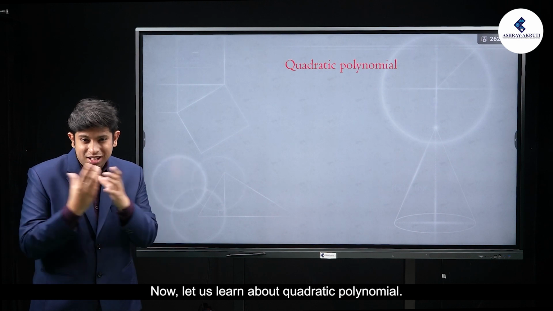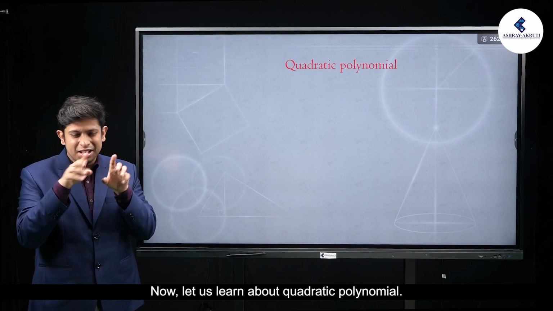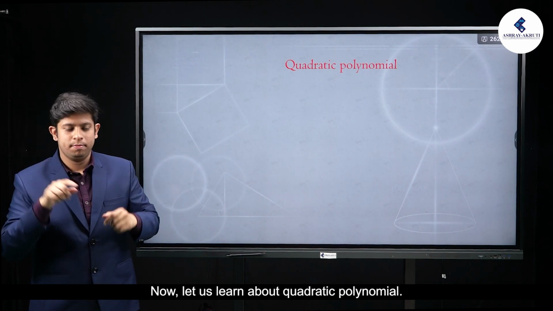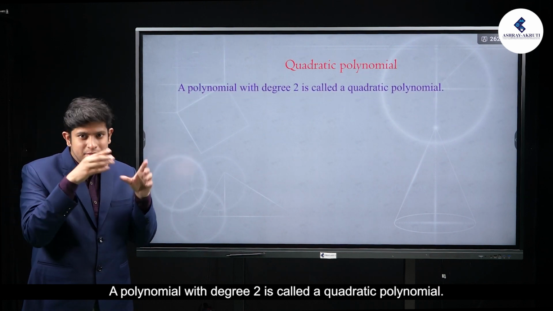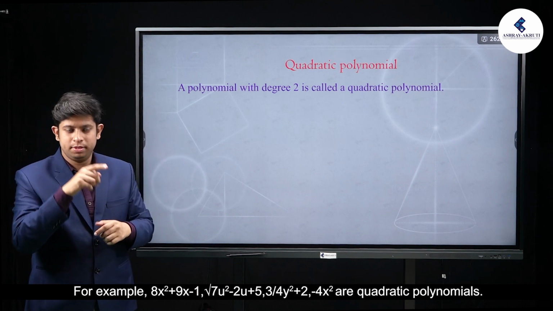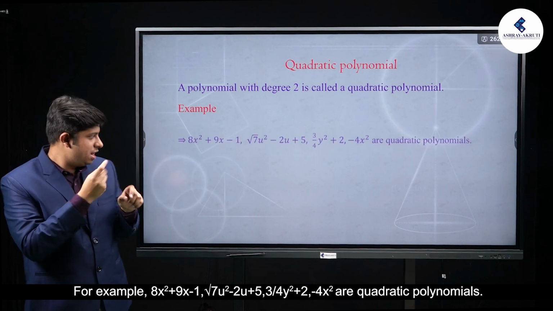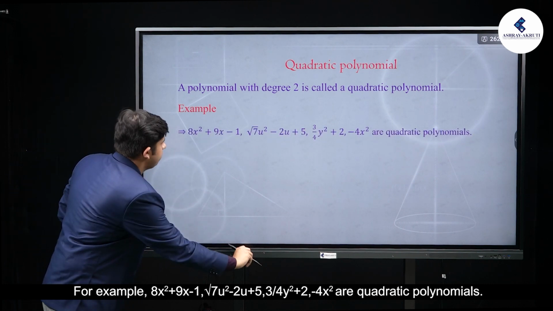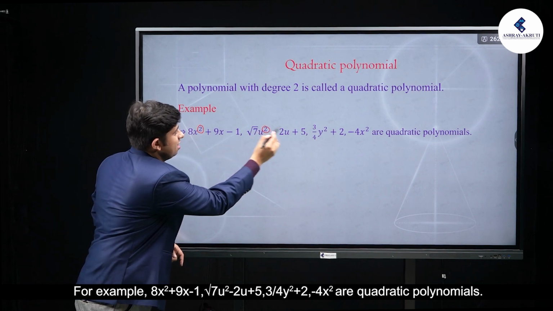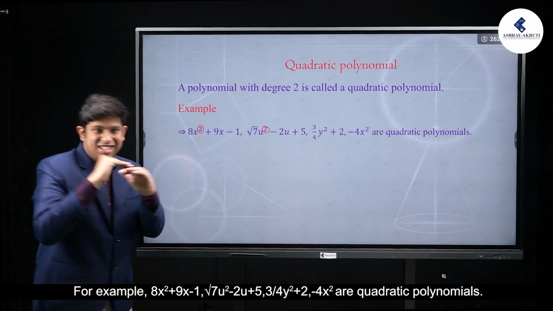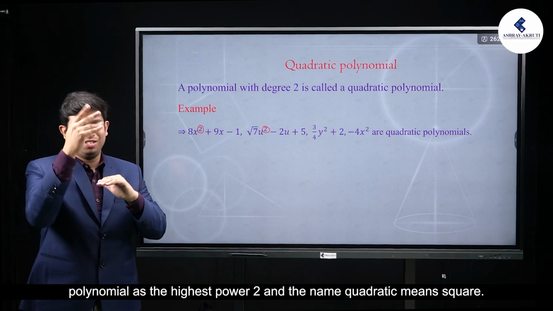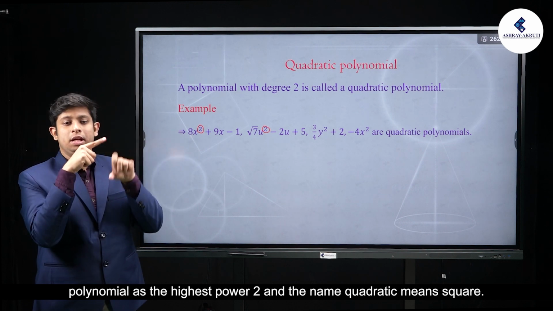Okay, now let us learn about quadratic polynomial. A polynomial with degree 2 is called a quadratic polynomial. For example, 8x square plus 9x minus 1, root 7 u square minus 2u plus 5, 3 by 4 y square plus 2 minus 4x square are quadratic polynomials. If you observe the polynomial has the highest power 2 and the name quadratic means square.